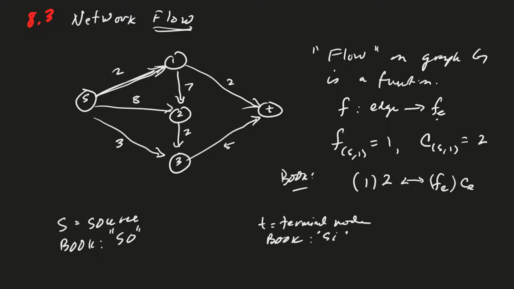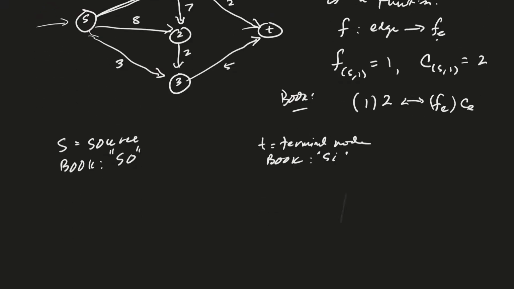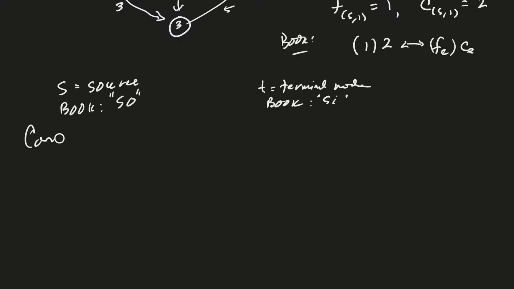So what we're going to try to do is push as much stuff through the source as we can. And so the problem that we're going to try to solve is the max flow problem. So we're going to try to push as much as we can through the pipes while still maintaining some constraints. And so we should probably talk about what those constraints are. Those are really important constraints. So let's see here.